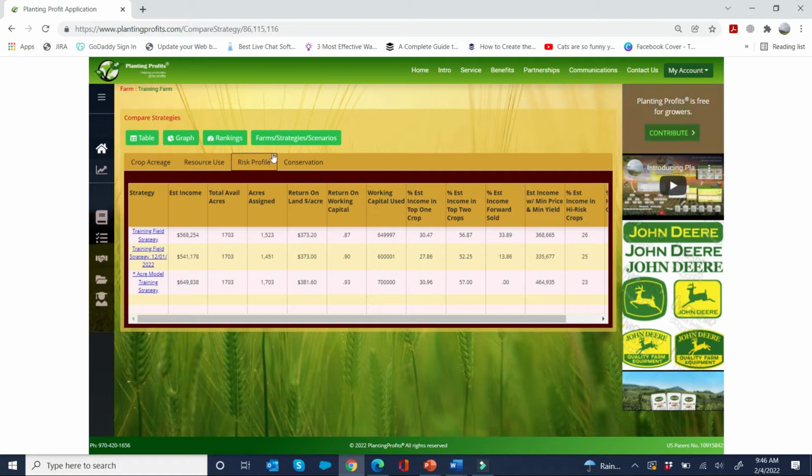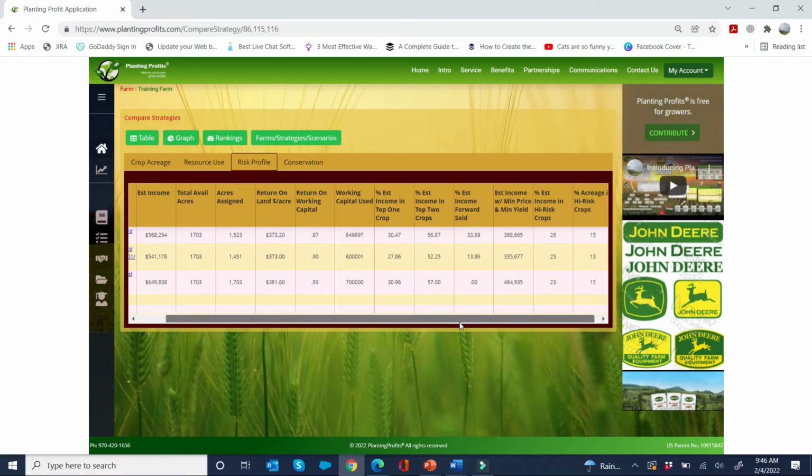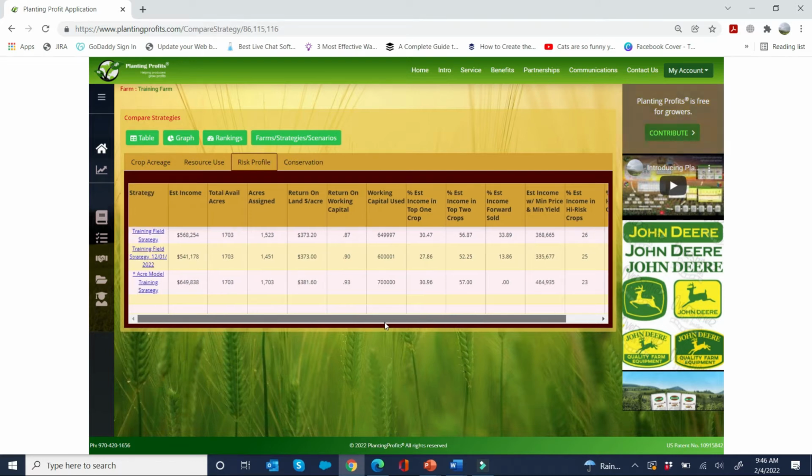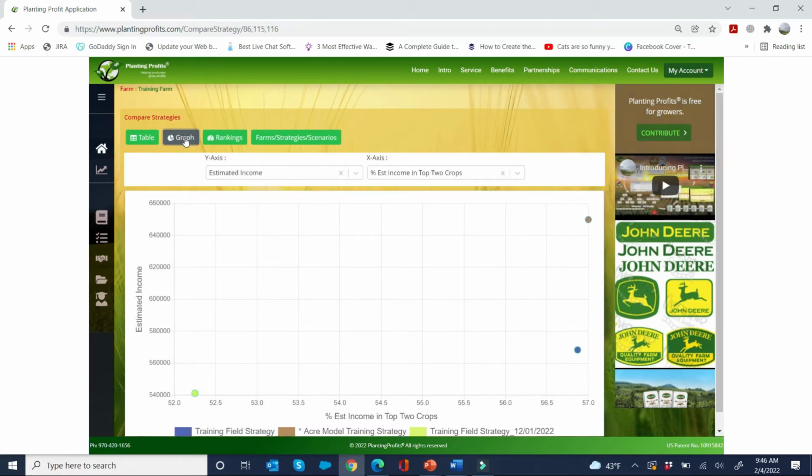The next tab is Risk Profile. The Risk Profile table compares risk measures across strategies. Risk Profile is not a single number. It is a group of measures which in aggregate provides points of comparison. The Risk Profile provides a way to compare risk measures across strategies and to compare risks versus estimated income across strategies. In a later video, we'll cover analyzing risk and examine these risk-related measures.